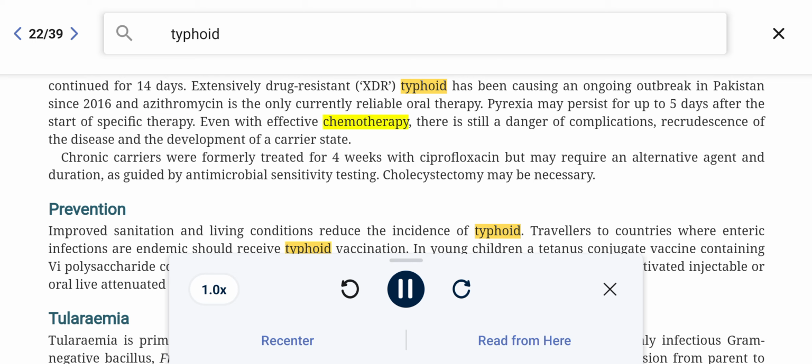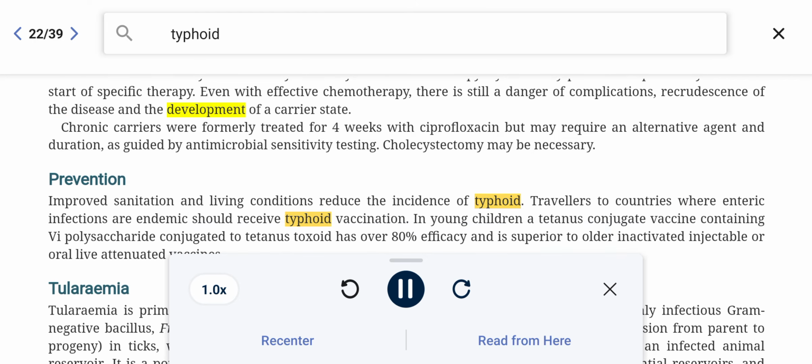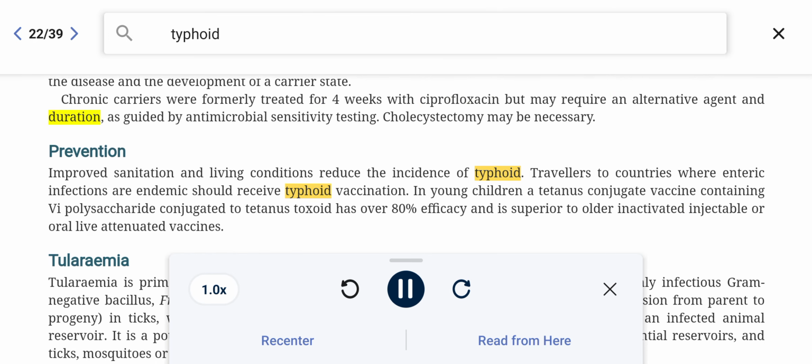Even with effective chemotherapy, there is still a danger of complications, recrudescence of the disease and the development of a carrier state. Chronic carriers were formerly treated for 4 weeks with ciprofloxacin but may require an alternative agent and duration, as guided by antimicrobial sensitivity testing. Cholecystectomy may be necessary.